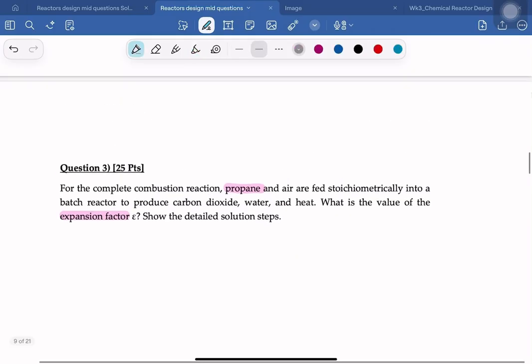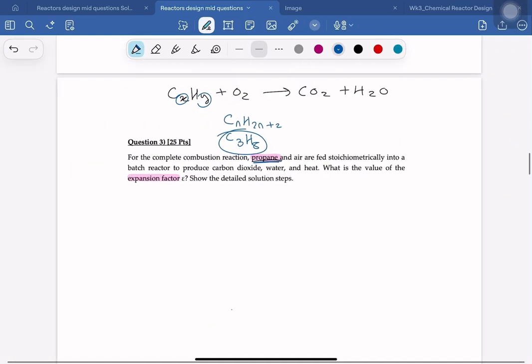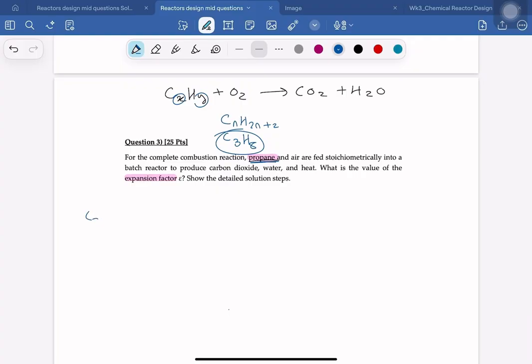Okay, so the general combustion rule is CxHy plus O2 will give us CO2 plus H2O. Okay, كيف نعرف شو الإكس والواي؟ الجنرال رول is CnH2n plus 2 ونحن عنا propane يعني C3, so C3H(2 times 3 plus 2) is 8, so we're considering C3H8. فالreaction in this case بيكون C3H8 plus O2 will give us CO2 plus H2O.